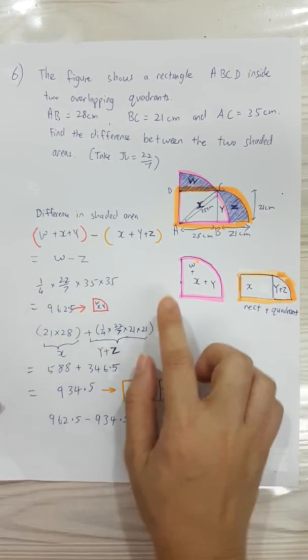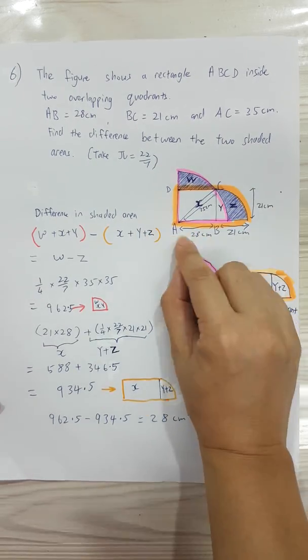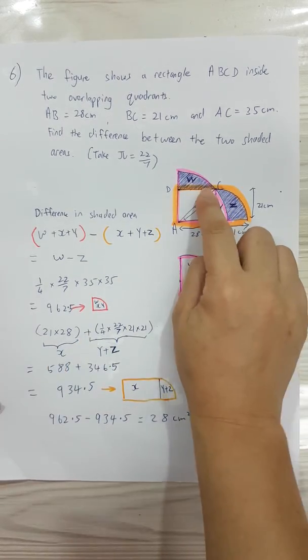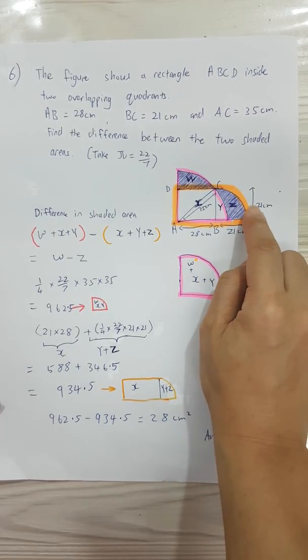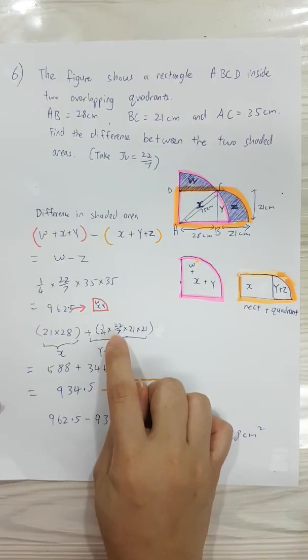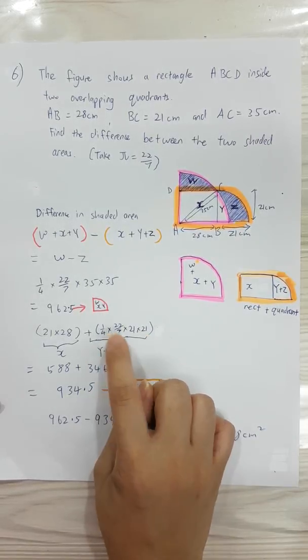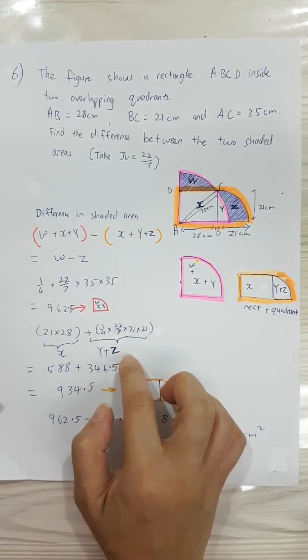So rectangle, it will be 21 times 28. Can you see? And then I will get my area X. So for this quadrant, it's Y plus Z together. So how do I do that? Can you see this is my radius? So pi r squared, because it's a quarter circle, I times a quarter. Once I found this, this is my quadrant.